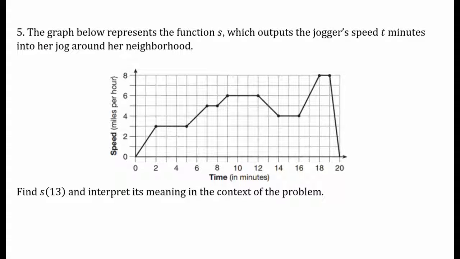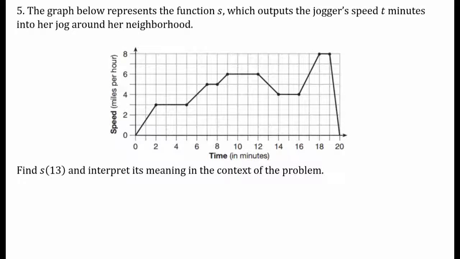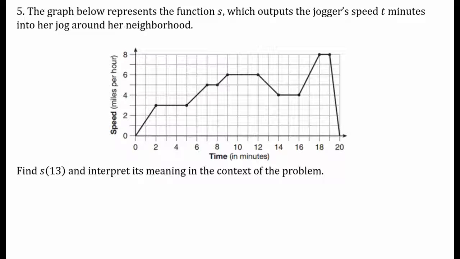One more problem. Number 5, the graph represents the function s, which outputs the jogger's speed t minutes into her jog. Find s of 13. So my input here, my x value is 13. So I'm plugging in 13, there's 13. What's the y value? Right there, which happens to be in between 4 and 6, which we'll call 5. So it's 13, comma 5. S of 13 equals 5.